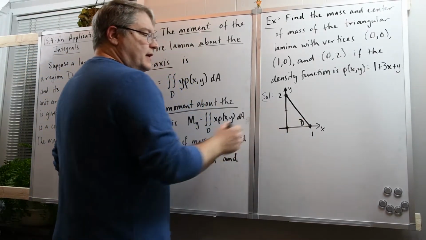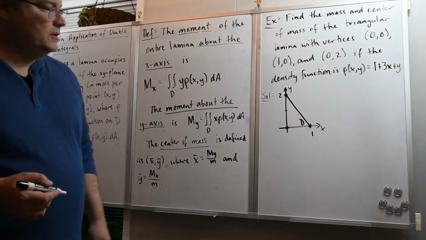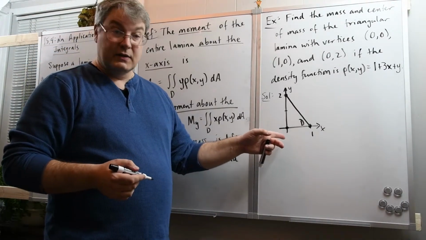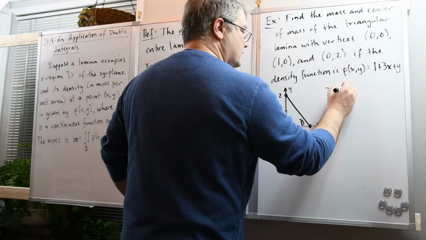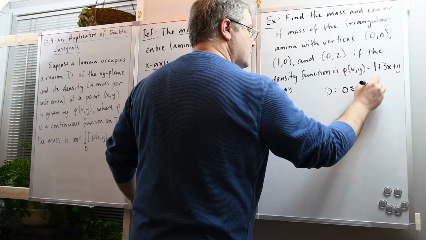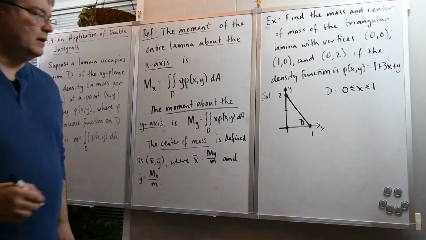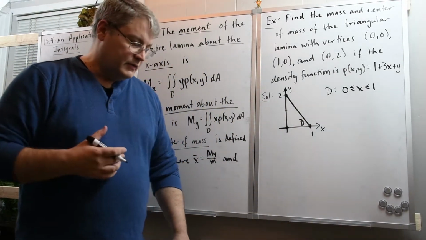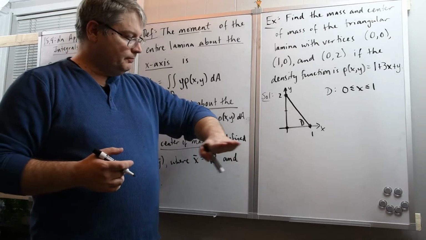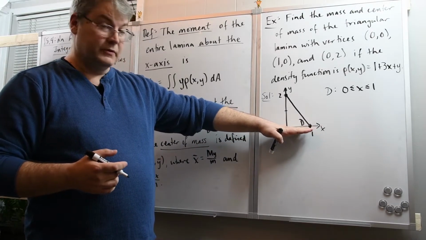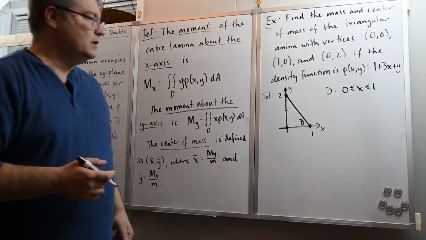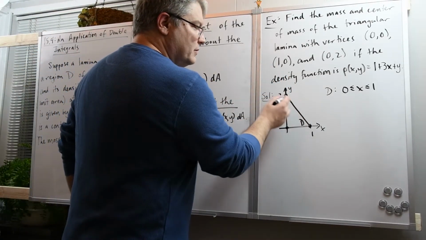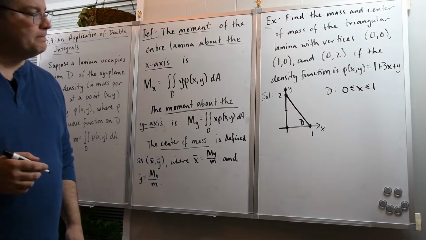But if we consider the x interval over which this region lies, we'll notice that it starts when x is 0 and ends when x is 1. So the bounds for x will be 0 and 1. But then we have to consider what the bounds on y look like. We have a bottom boundary here, y equals 0, and we have a top boundary here, this line segment.